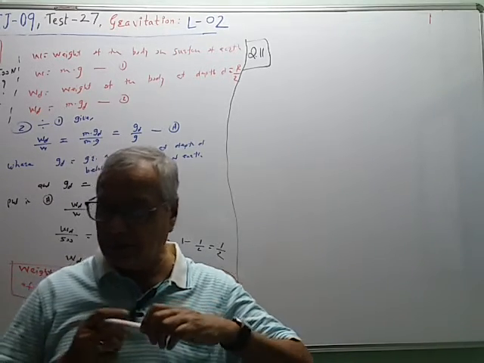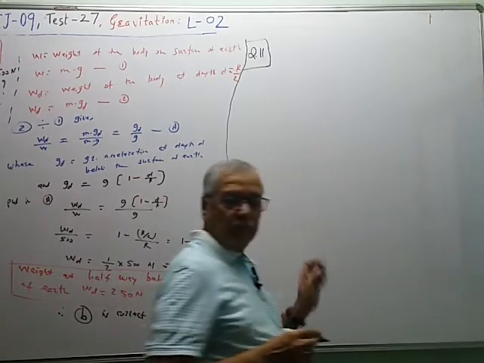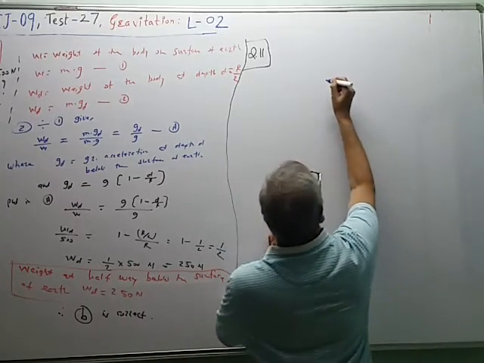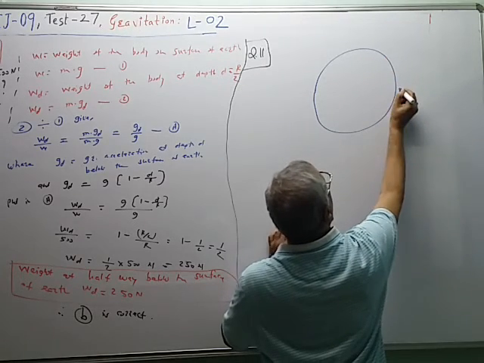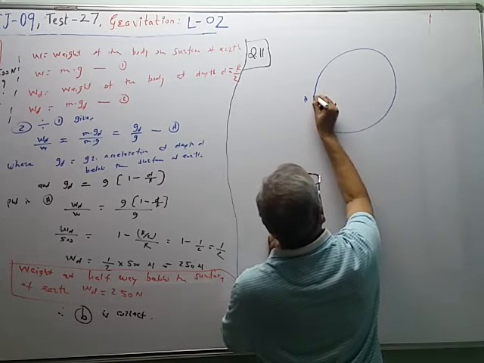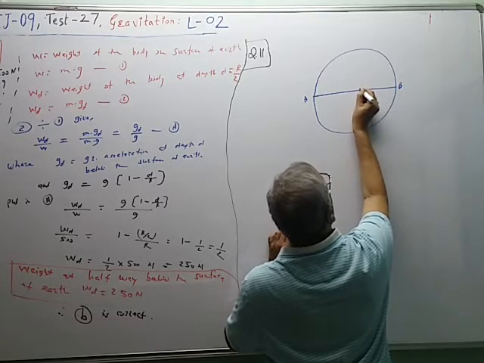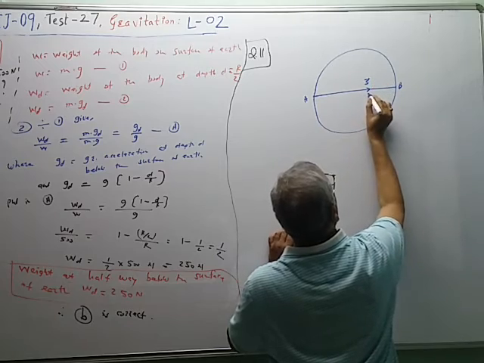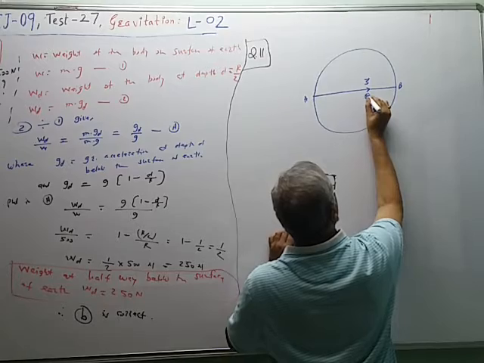So work done is given like this. For example, if the person is walking on the surface of the earth, so if this is the earth, then a person starts walking from A to diametrically opposite point B. So this is the displacement S, and the gravitational force is directed into the plane and toward the center.